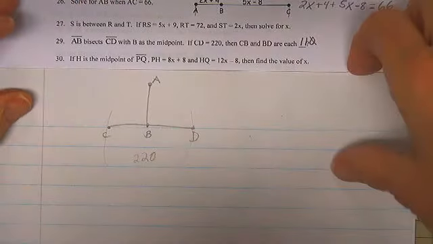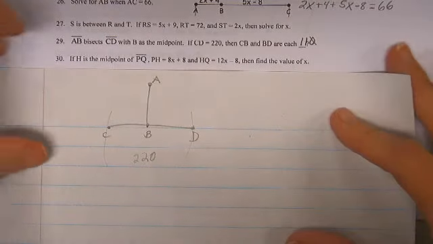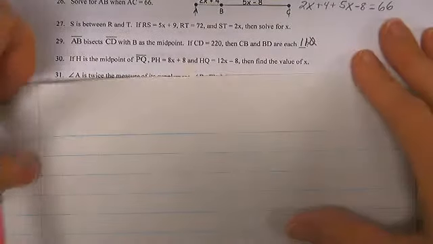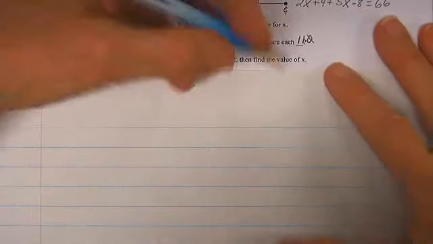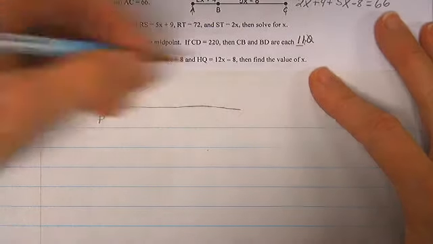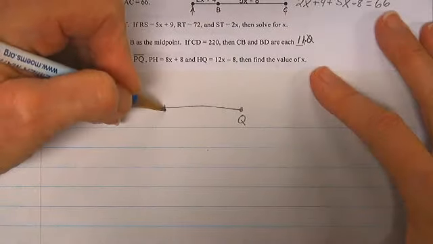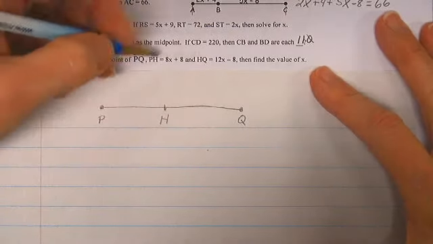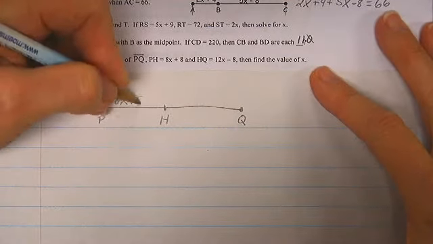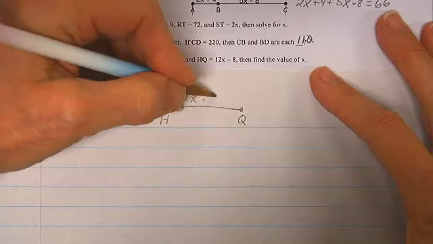If H is the midpoint of PQ, what do we do? First we draw a picture. If H is the midpoint of PQ, P, Q, H, midpoint. PH is 8x plus 8. HQ is 12x minus 8.